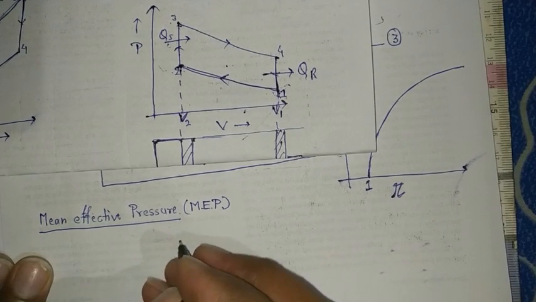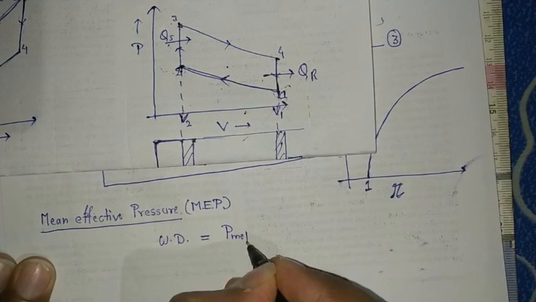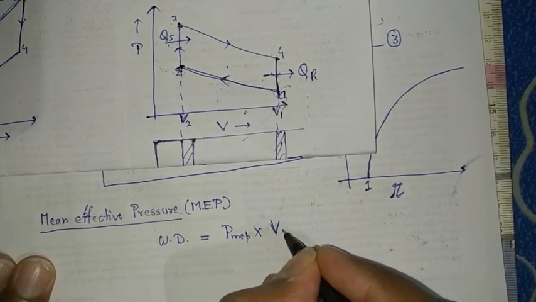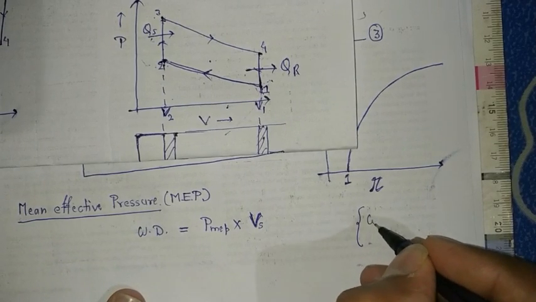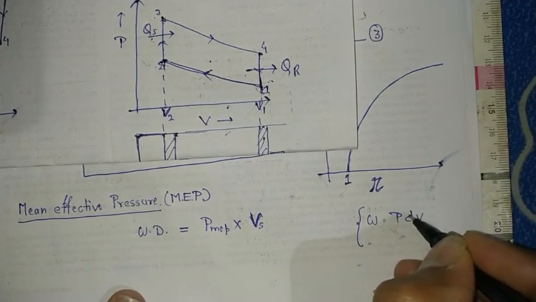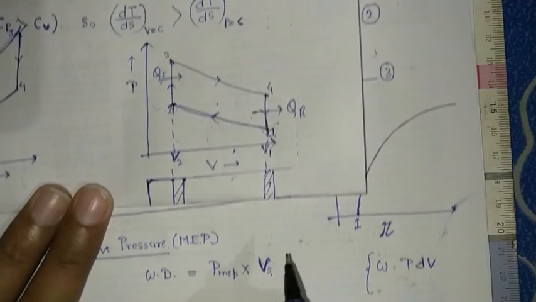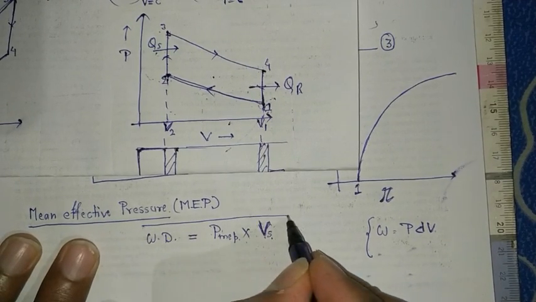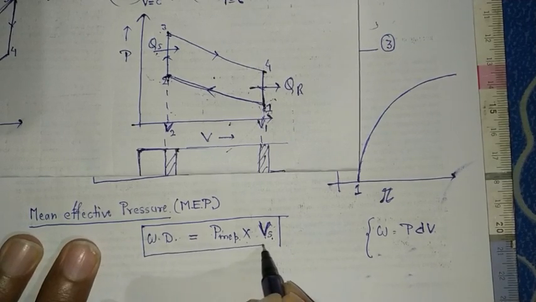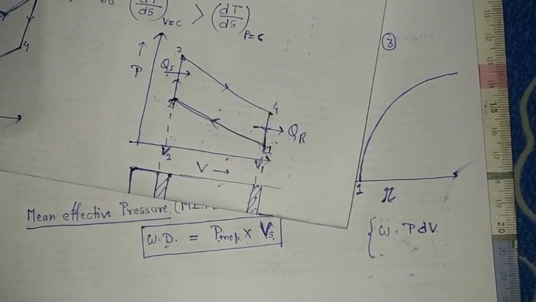So mean effective pressure means work done is equal to P mean effective pressure multiplied with Vs, because we know that for a constant pressure process work done is equal to P dV, and here dV is equal to Vs because the change in volume is equal to stroke volume, so Vs. So work done will be P mean effective pressure, which is constant throughout the cycle, and Vs. So if we want to find out the mean effective pressure of a cycle, we can find out from this equation. Okay, so now we'll proceed towards a numerical problem.